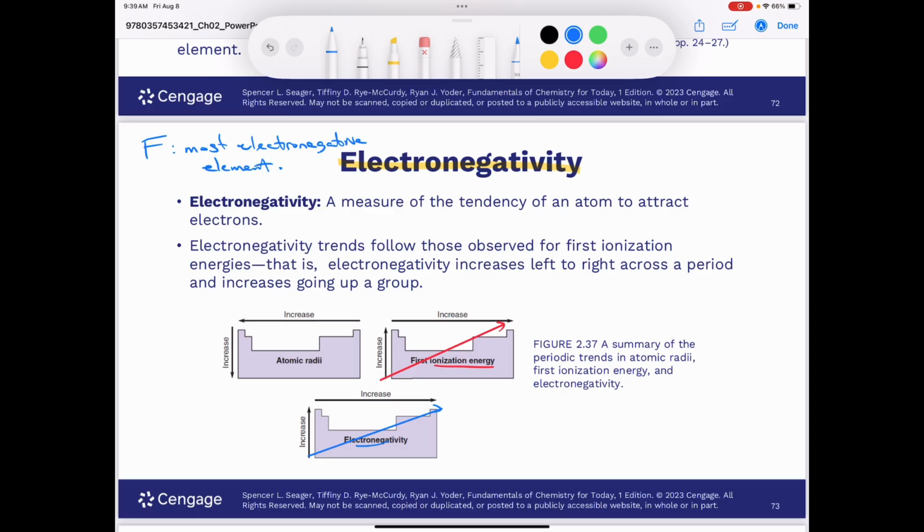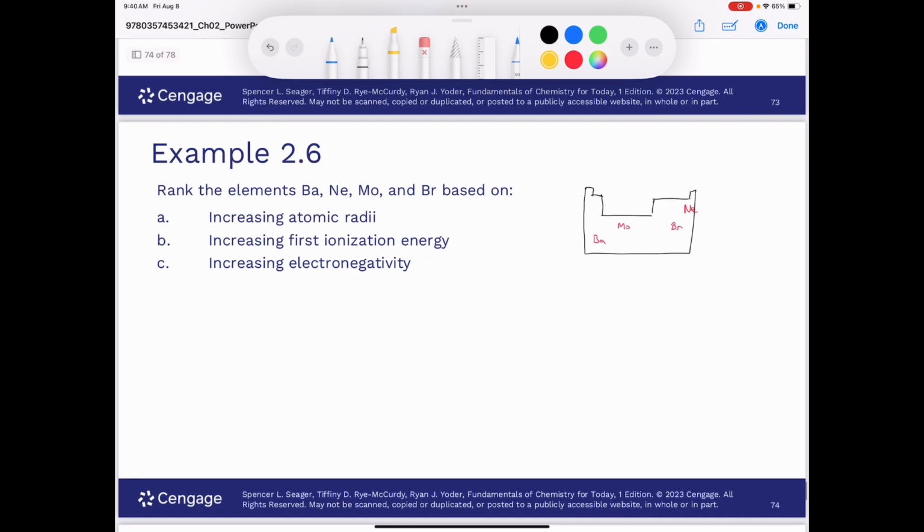Okay, so electronegativity, what is it? It's a measure of the tendency of an atom to attract electrons. Okay, if I go into more detail, it's really if you have electrons participating in a bond. Okay, the more electronegative element is going to pull the electrons towards itself. But either way, it's a tendency of an atom to attract electrons. And so again, the trend for electronegativity is going to be the same as that for the first ionization energy. And that is that it increases going from left to right across a period, and it increases going up a group.